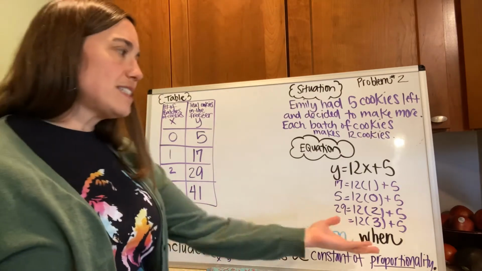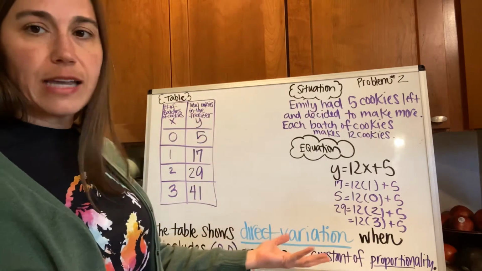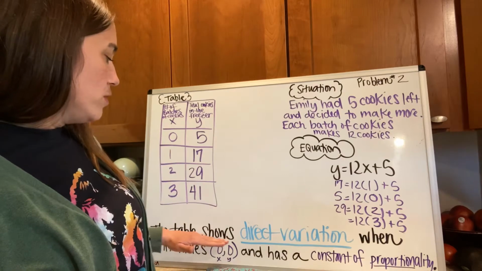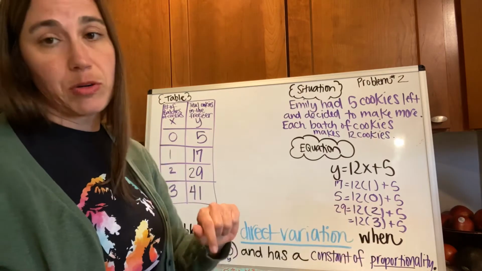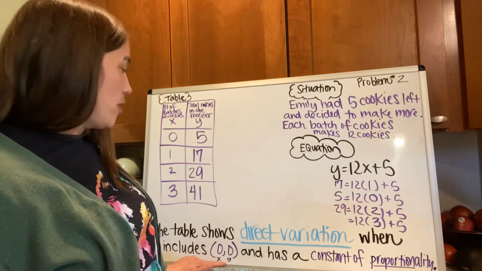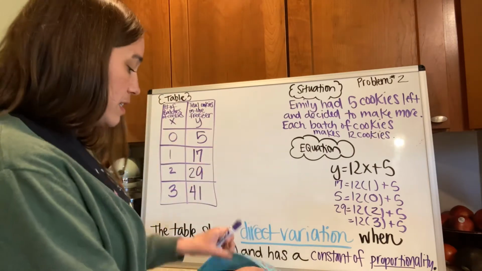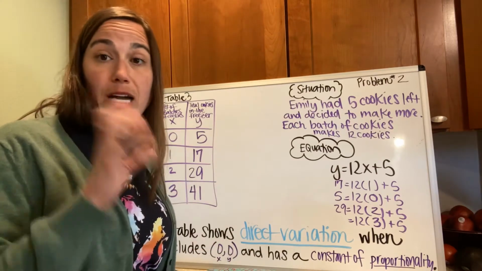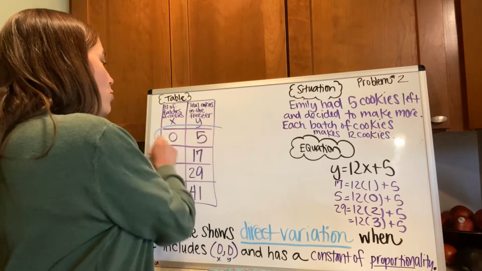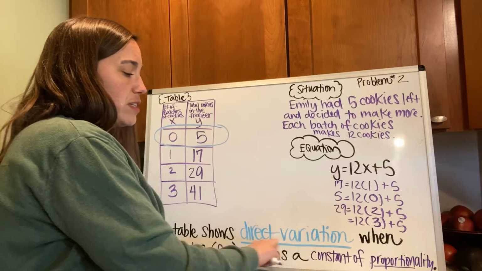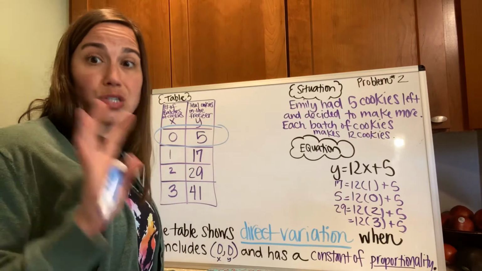Now, in problem number 1, we talked a little bit about direct variation. So we're going to try to see if this relationship in our table, situation, and equation represents direct variation. Okay? So remember again, the table shows direct variation when it includes 0, 0 and has a constant of proportionality. So let's go ahead and start off with 0, 0. As I look at my table, unfortunately, I don't have 0, 0. So even though this is a correct relationship, it's telling me how many cookies I have left, the only thing this tells me that it doesn't do is follow direct variation because I do not have 0, 0. In order for this to be a representation of direct variation, this would have to say 0, 0. I would have to have no starting cookies.